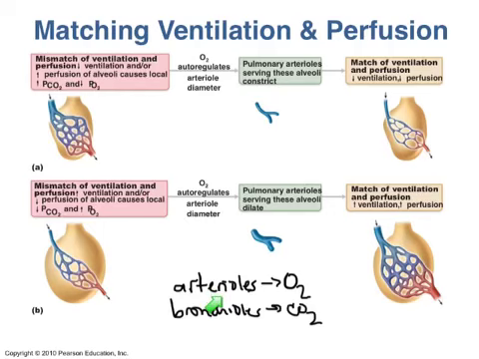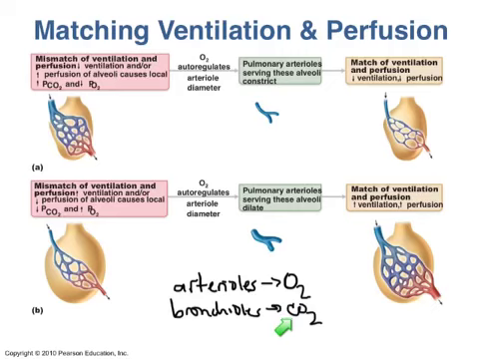In the bronchioles, increased carbon dioxide leads to bronchial dilation, so that that alveolus inflates better and you can get rid of that carbon dioxide. Decreased carbon dioxide leads to bronchial constriction, because there's probably not much blood coming in, there's not much carbon dioxide being left out, it's not necessary to inflate that alveolus.